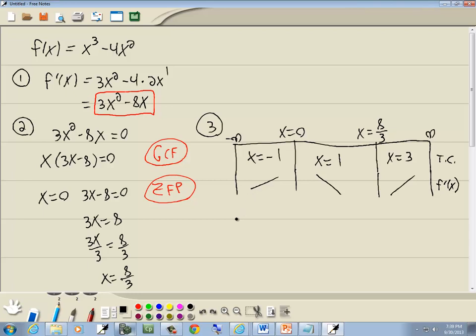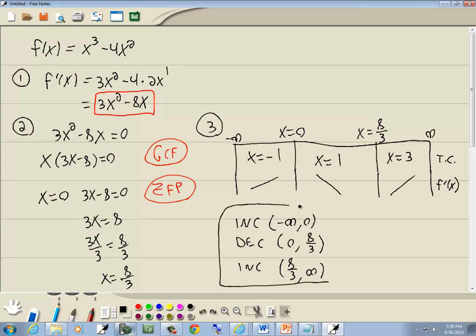So our answer is it's increasing from negative infinity to 0, then it's decreasing from 0 to 8/3, and then it's increasing from 8/3 to positive infinity. And that'd be your answer.